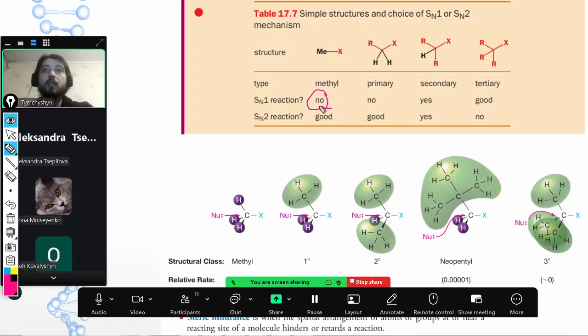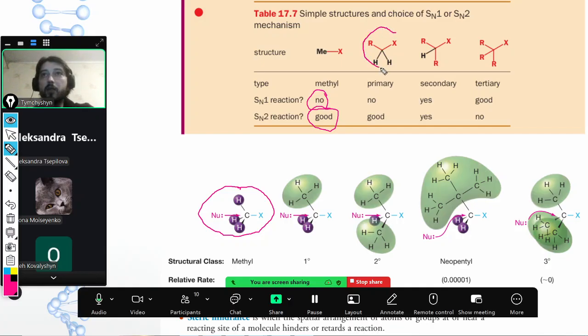What about SN2 reaction? It's really good for SN2 reaction. Why? Because you have no steric hindrance. It's nothing for the nucleophile to get through 3 hydrogen atoms. They are small and there is no hindrance, so it's pretty okay.